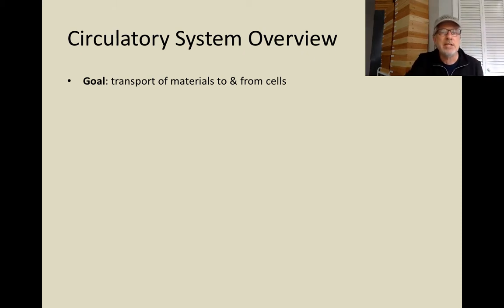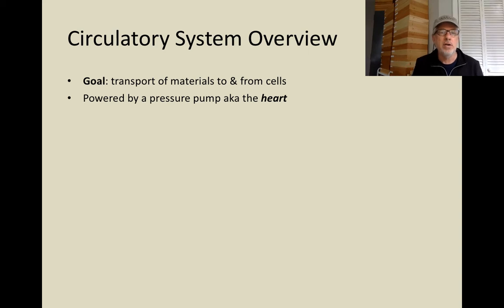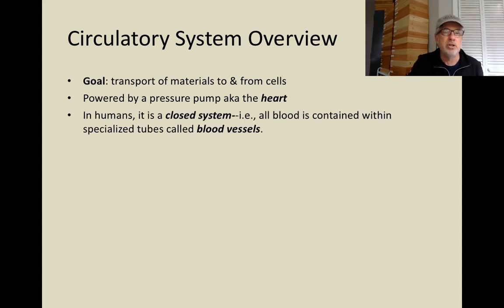And since it's a transport system, it needs an energy source. And that energy source is the heart, which is a pressure pump that moves liquid through the circulatory system by pressure. And in humans, as in all mammals, the circulatory system is a closed system.